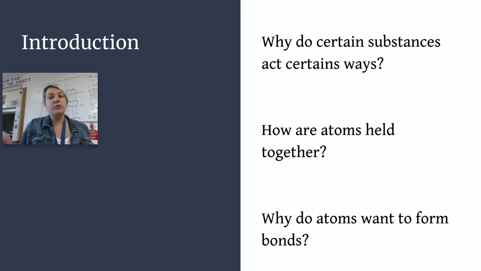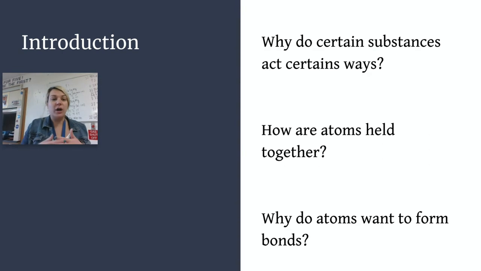The first is, why do certain substances act certain ways? For example, why do oil and water not mix? Why can salt dissolve in water? Why can water boil at 100 degrees Celsius? Okay, we want to figure out why these things act the way they do.